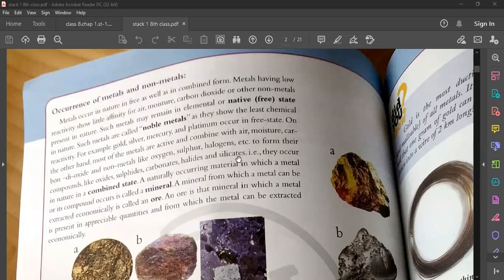So a naturally occurring material in which a metal or its compound occurs is called a mineral. A mineral from which a metal can be extracted economically is called an ore. Okay, these are the two different definitions we will study from this paragraph.